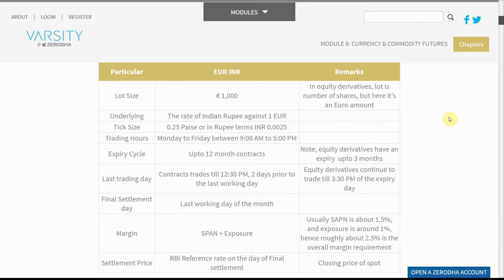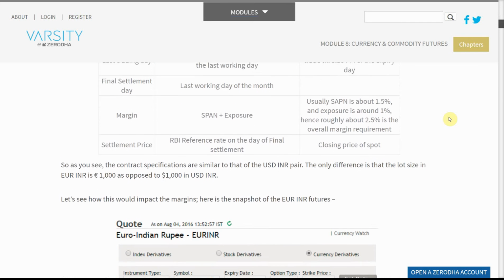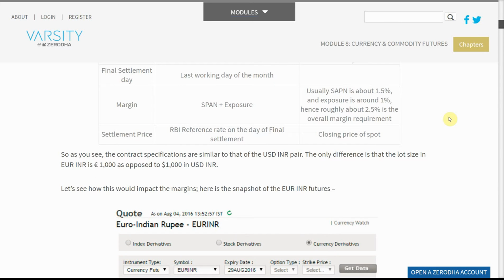Note: equity derivatives have an expiry up to 3 months. Last trading day: contracts trade till 12:30 p.m., 2 days prior to the last working day, whereas equity derivatives continue to trade till 3:30 p.m. of the expiry day. Final settlement day: last working day of the month. Margin: SPAN plus exposure. Usually SPAN is about 1.5%, and exposure is around 1%. Hence roughly about 2.5% is the overall margin requirement. Settlement price: RBI reference rate on the day of final settlement, closing price of spot.